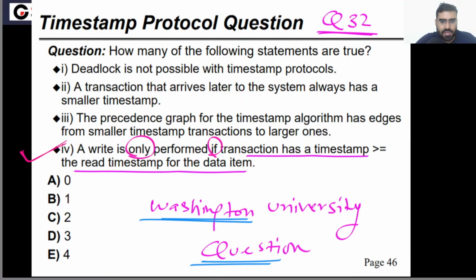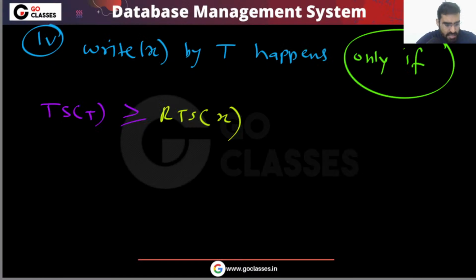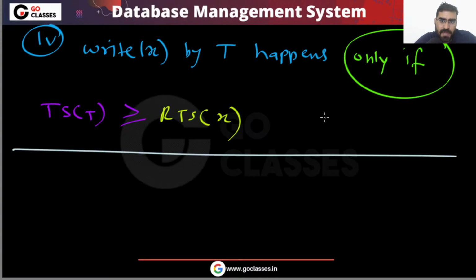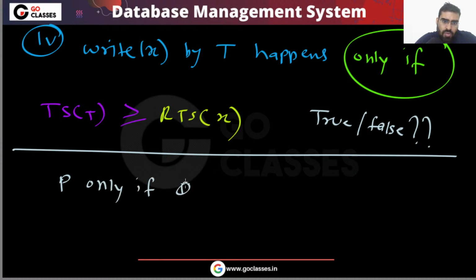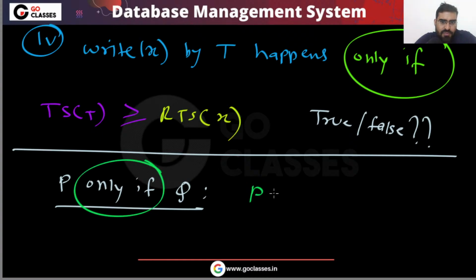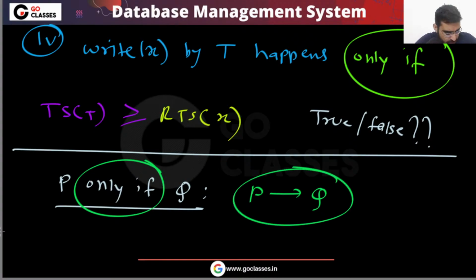So tell me, is this correct? Simple question I'm asking. First of all, what is the direction of only if? You tell me true or false. What is P only if Q? P only if Q is P implies Q. Right? Yes or no?